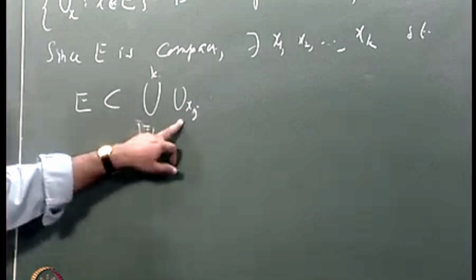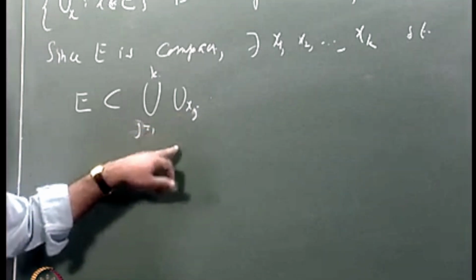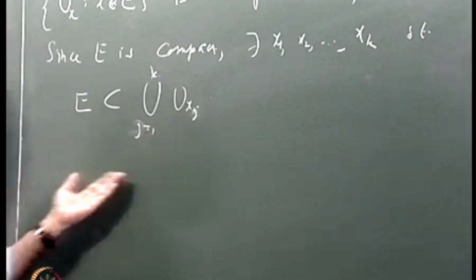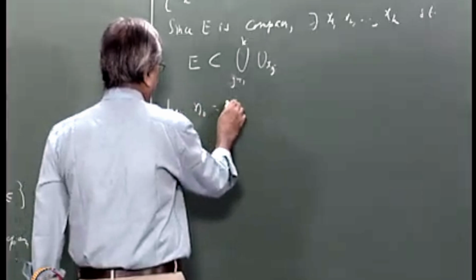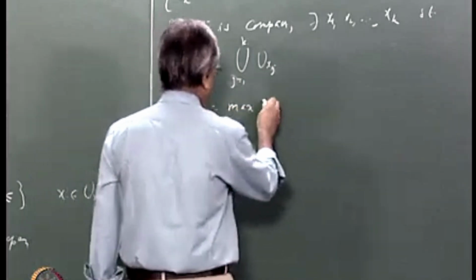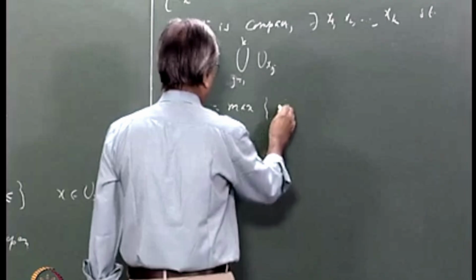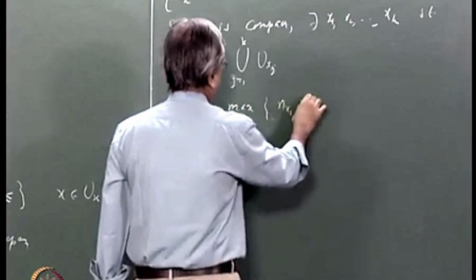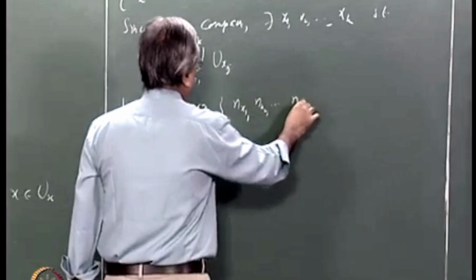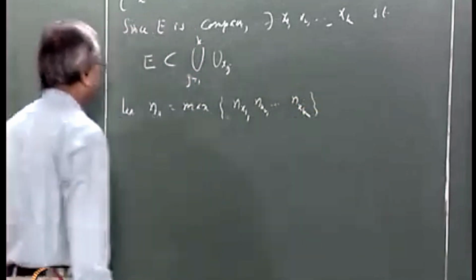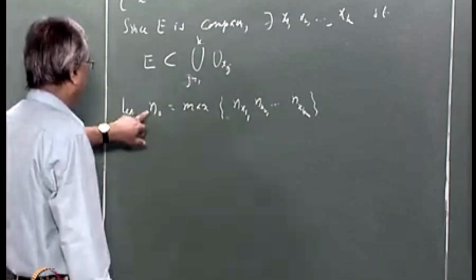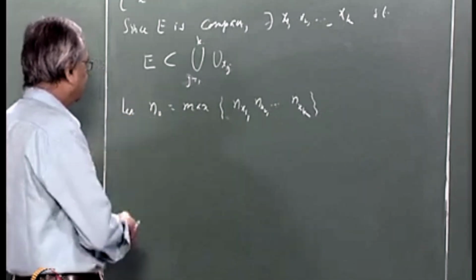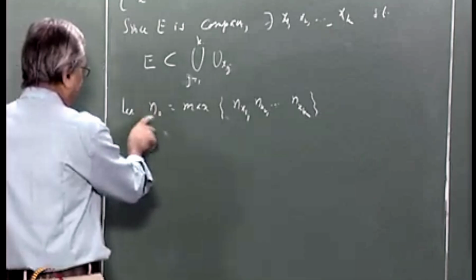Now what you do is you look at the corresponding n's. For each x_j you have n_{x_j}, and then take n0 as the maximum of all of them. So let n0 be the maximum of n_{x1}, n_{x2}, etc., n_{xk}. Then suppose we take any n bigger than or equal to n0.